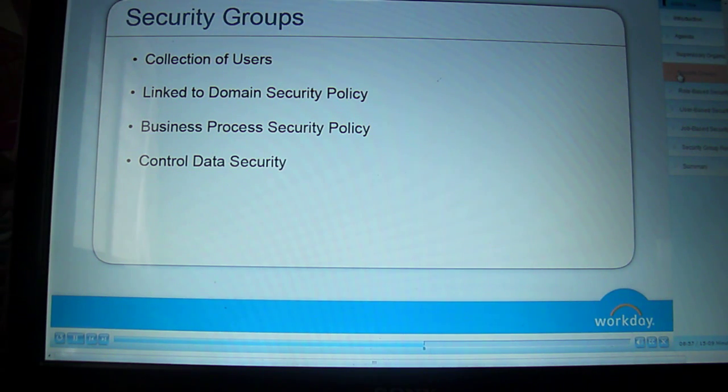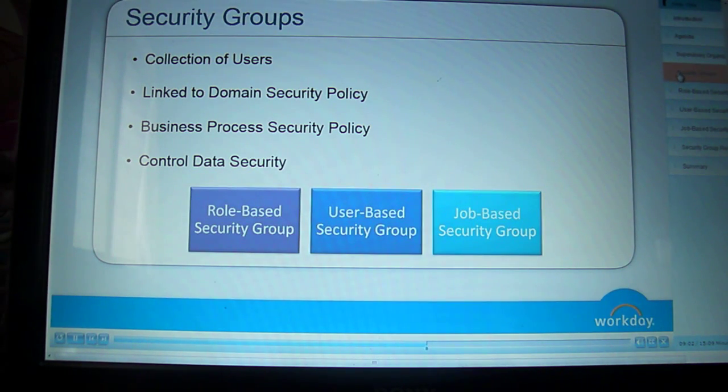Workday provides several types of security groups for you to use to connect workers with security policies. However, for this session, we will focus on the three primary types: role-based, user-based, and job-based security groups. Membership in a security group is determined either by specifically identifying individuals to be included in the group, as is the case in user-based security groups, or by including users indirectly, based on information such as their role, position, or geographical location, as is the case in role-based and job-based security groups. Let's look at each of these steps more closely.